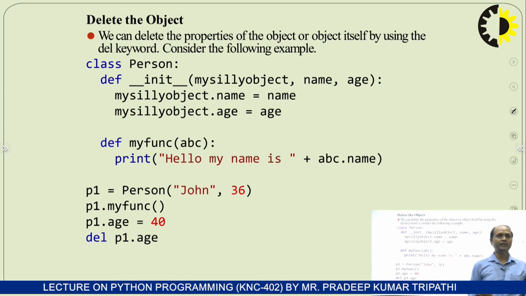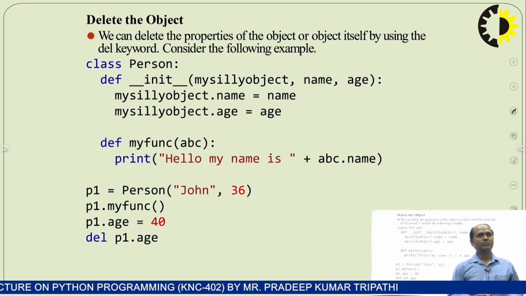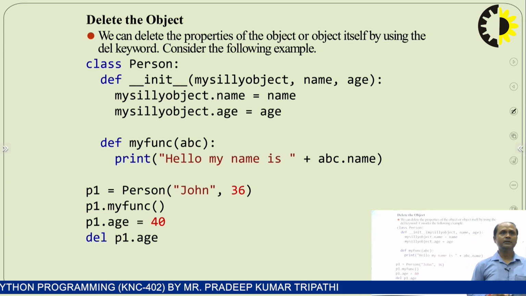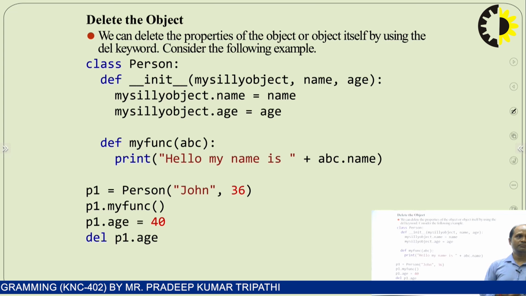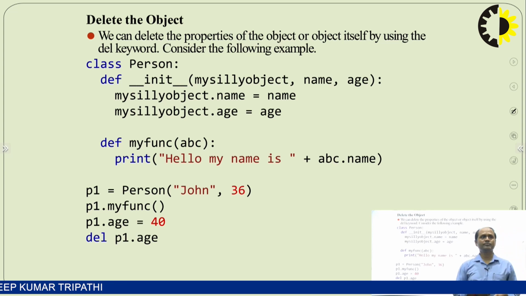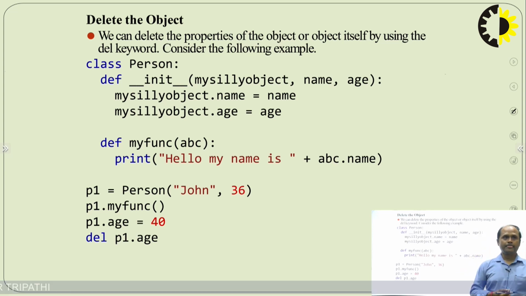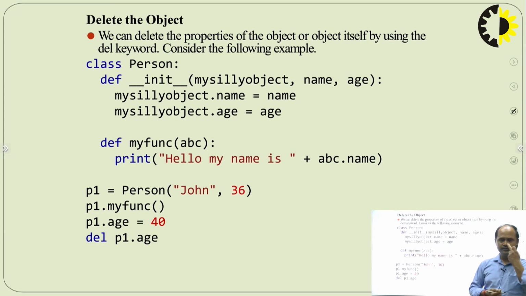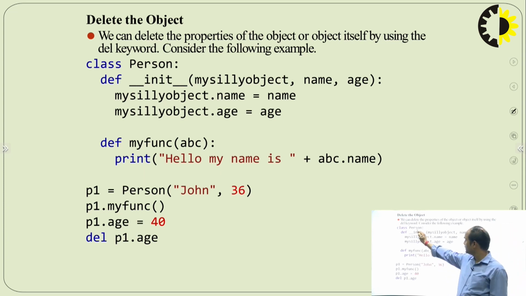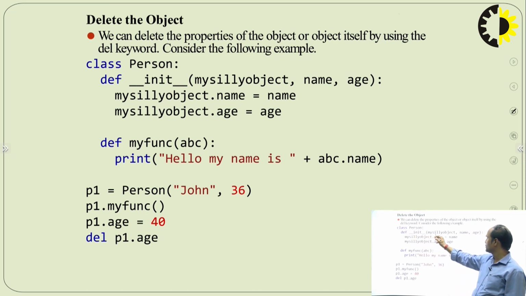When my work is finished, then we can use the delete object. We can delete the object by using the del keyword. Del denotes delete. We can take the same example. What is that example? That is a class person and definition initialization.